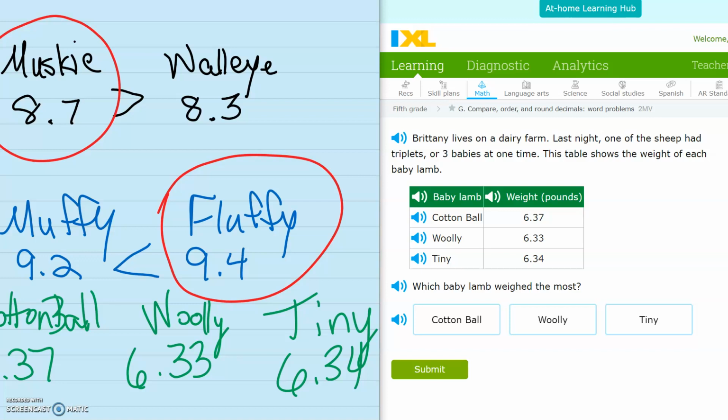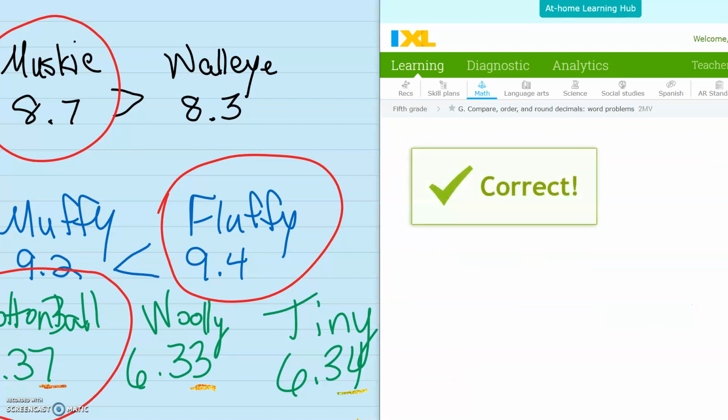In the hundreds place value, we have a 7 on Cotton Ball, a 3 on Woolly, and a 4. Oops, sorry about that. I hit something, didn't I? And a 4 on Tiny. So we just need to compare those numbers. Which one is the greatest? 7, 3, or 4? The 7 is the greatest, so that means that Cotton Ball weighs the most. So our answer over here would be Cotton Ball, and we hit submit.